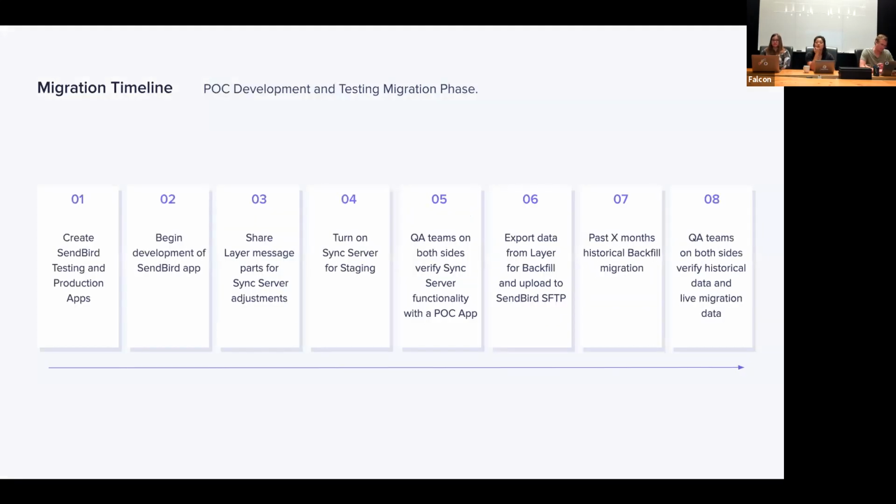So let's dive deeper into the timelines. So we have two main timelines here. One is the POC development and testing migration phase, and then right after this, we're going to be talking about the production migration phase. So they kind of go hand in hand in certain ways. So in the first step here, you're going to be creating your SendBird testing and production applications. So your production app, you're not going to be using it at this time, but just getting it all online and getting everything set up as the foundation is a great start.